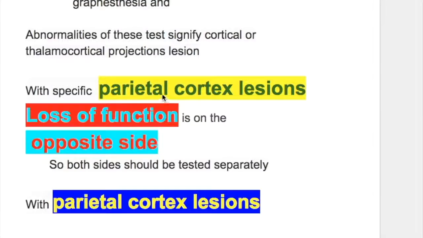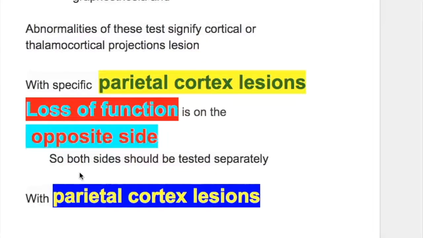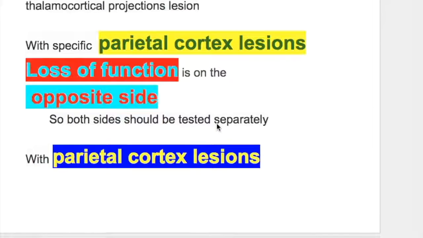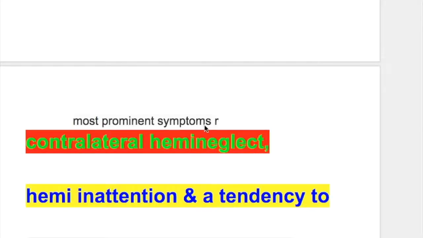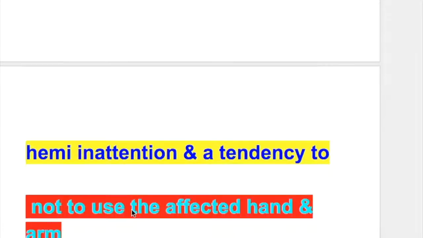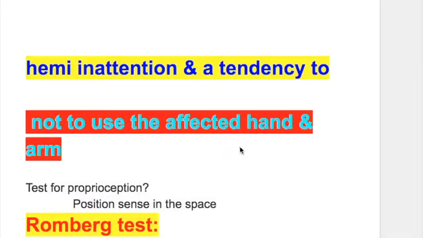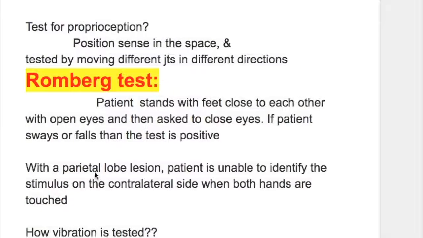With a specific parietal cortical lesion, loss of function is on the opposite side, so both sides should be tested separately. With parietal cortex lesions, most prominent symptoms are contralateral hemi-neglect, hemi-inattention, and a tendency not to use the hand and arm of that side. With parietal lobe lesions, the patient is unable to identify the stimulus on the contralateral side when both hands are touched.